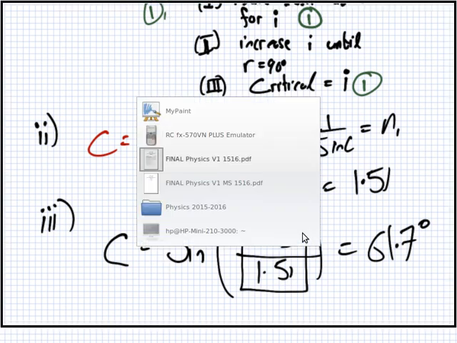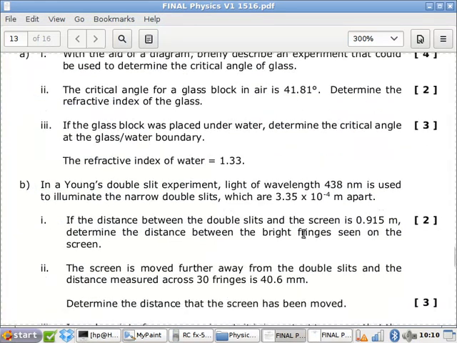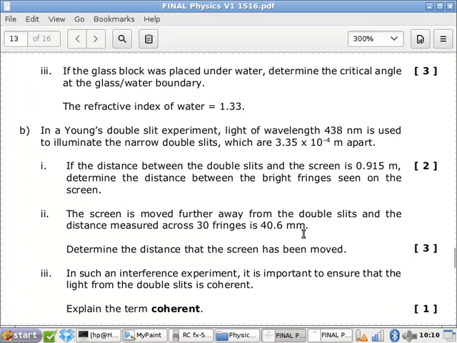Okay. Now we're on to B, the double slit. The first question is basically what is the fringe distance? You've got a formula for that. So calculate it, should only take you a moment.